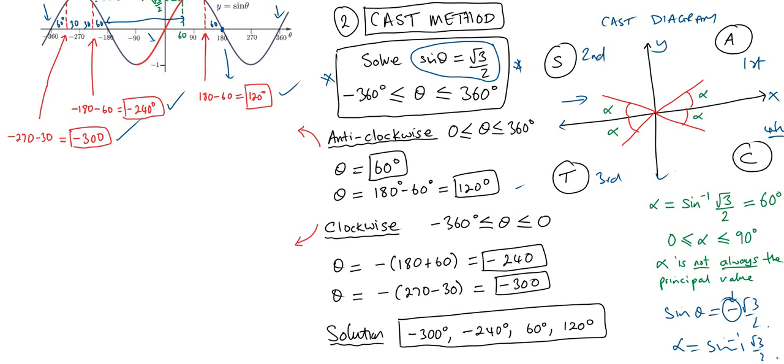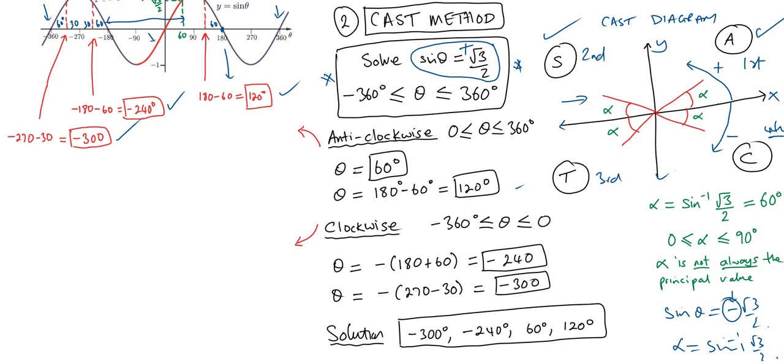It's an angle between 0 and 90, and from this diagram we are going to find the solutions. So we use the CAST diagram. We say, well, sine theta is equal to root 3 over 2, so sine is positive. So the angles must be in the first quadrant, because all of them are positive in that quadrant, or the second quadrant, because sine is positive in the second quadrant, but negative in the third and fourth. So we go round in an anti-clockwise direction and a clockwise direction. That's the plus direction and that's the minus direction.